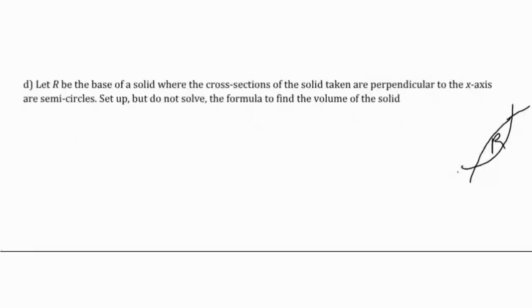Last but not least, we have part D here. So let's just look at it. Let R be the base of a solid where the cross sections of the solid taken perpendicular to the x-axis are semicircles. Set up but do not solve for the formula to find the volume of the solid. So we know that the formula for volume is just the integral from a to b of A of x dx. And A here is just the area. Since we're using semicircles, that's just 1/2 pi r squared.